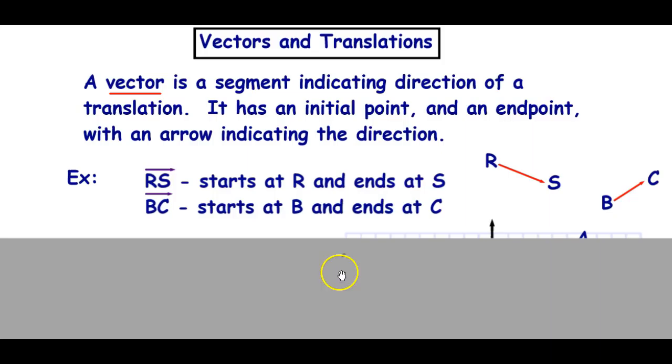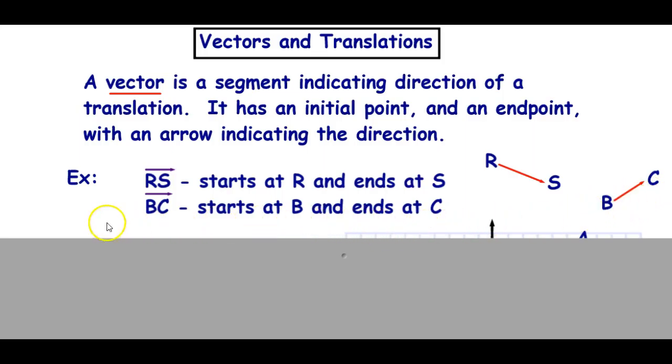Here we have a picture of two such vectors, RS and BC. Look at RS. The arrow is at S right here, which means S is the end point. So this translation is going to go from R to S. It's going to slide a figure from R to S, in this direction, this distance. Vector BC starts at B. I know that because it doesn't have the arrow. C does. So it's going to start at B and slide to C in this direction, this distance.